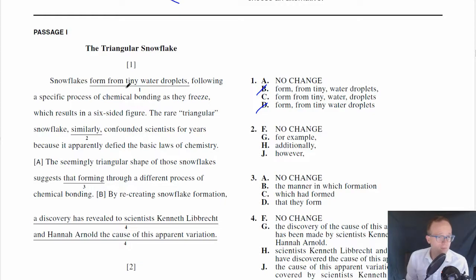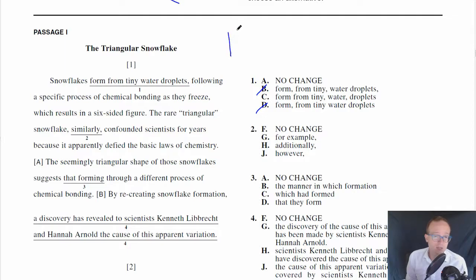Never any punctuation between something and then a preposition. So snowflakes form from tiny water droplets, comma, following a specific process of chemical bonding as they freeze, which results in a 6-sided figure. Or snowflakes form from tiny, comma, water, comma, droplets, no comma. So this comma here ends up being very important, because this is what you need to separate an independent and a non-independent piece of a sentence.